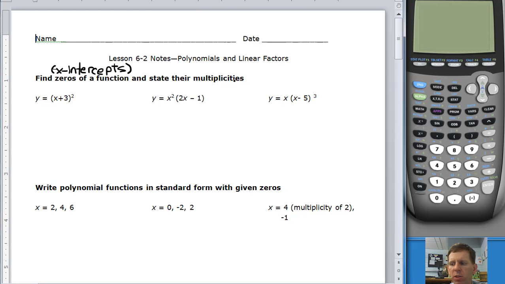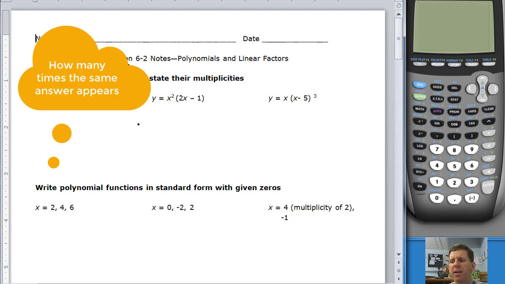Multiplicities, you see the word multiply in here, gets at the idea of how many times the same answer appears. So there's going to be some of these questions where we get the same answer multiple times, and those are called the multiplicities. It's how many times the same answer appears.